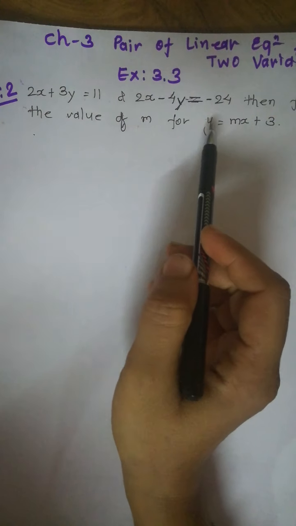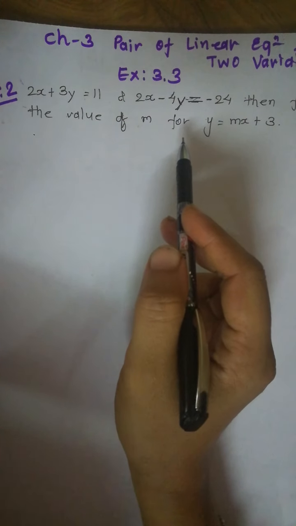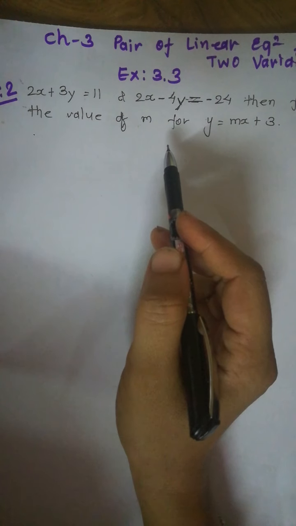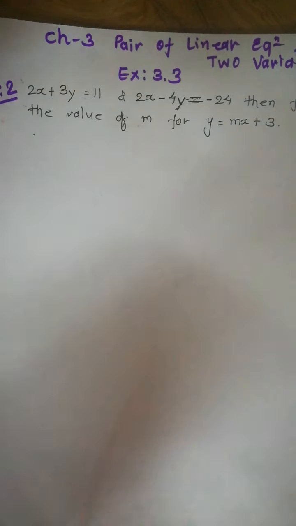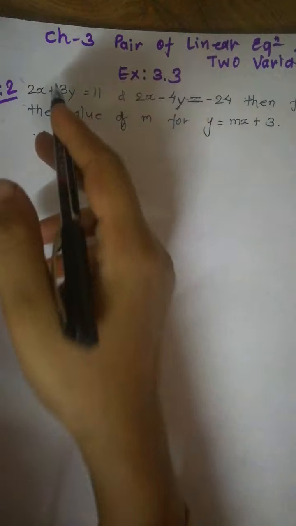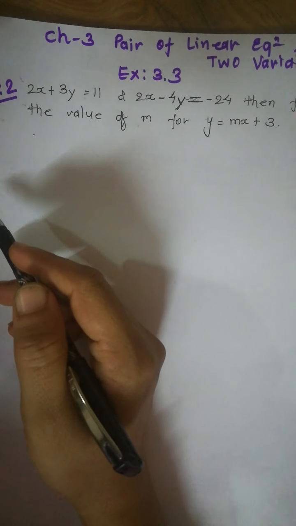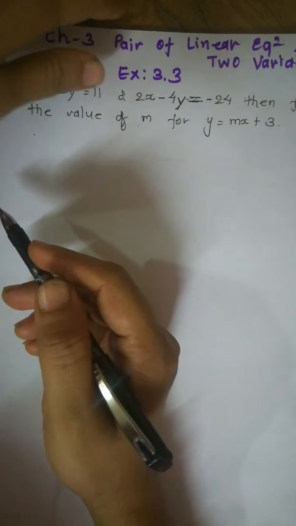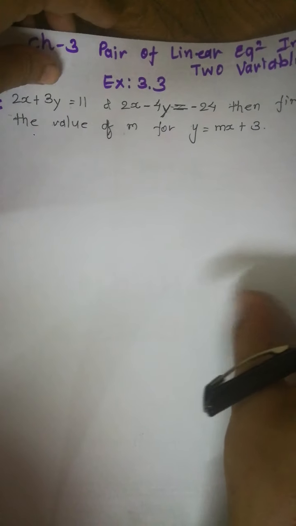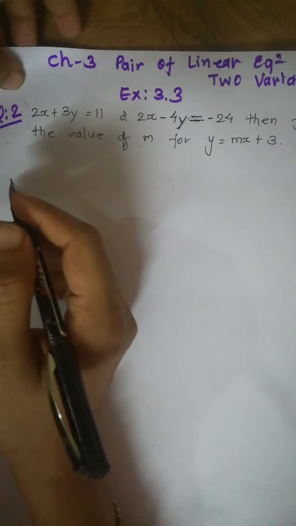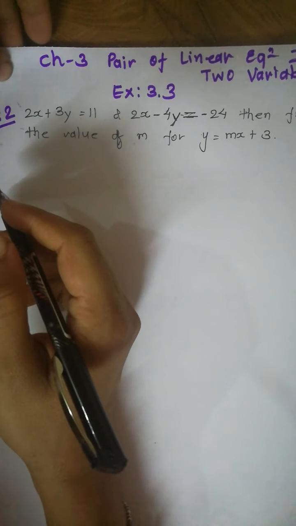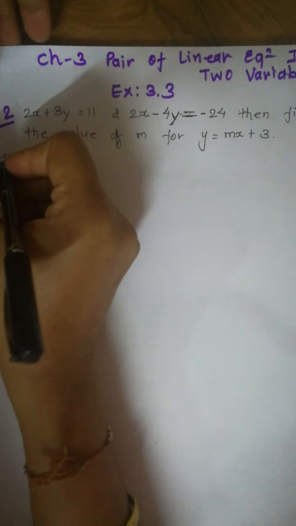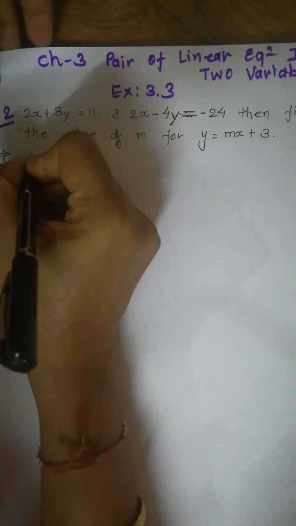We can solve these equations by any method. In Chapter 3 we have three methods: substitution method, elimination method and cross multiplication method. We can solve these two equations for the variables x and y by any method. Let's try the elimination method, because in our previous video we solved the equations by the substitution method.